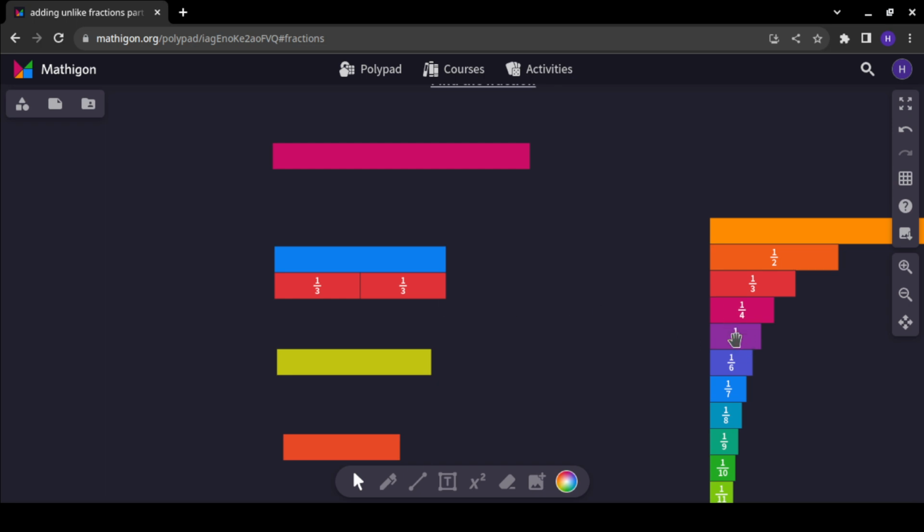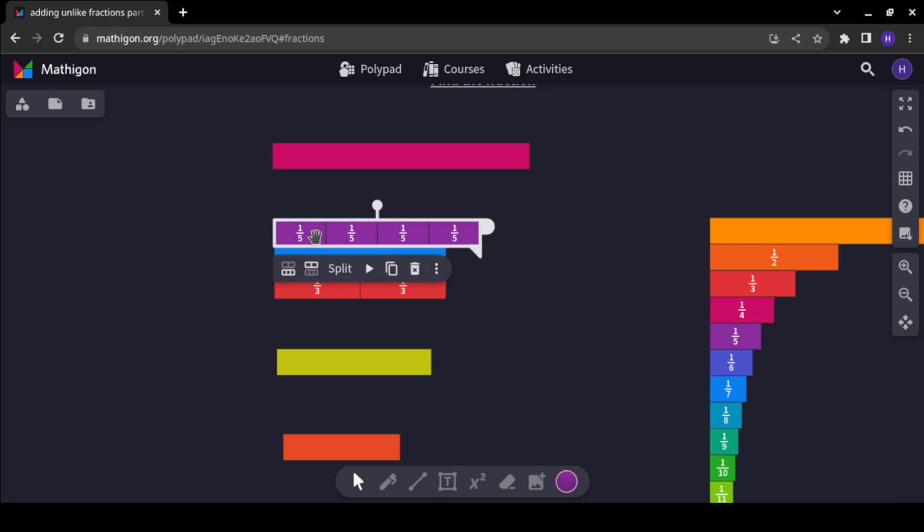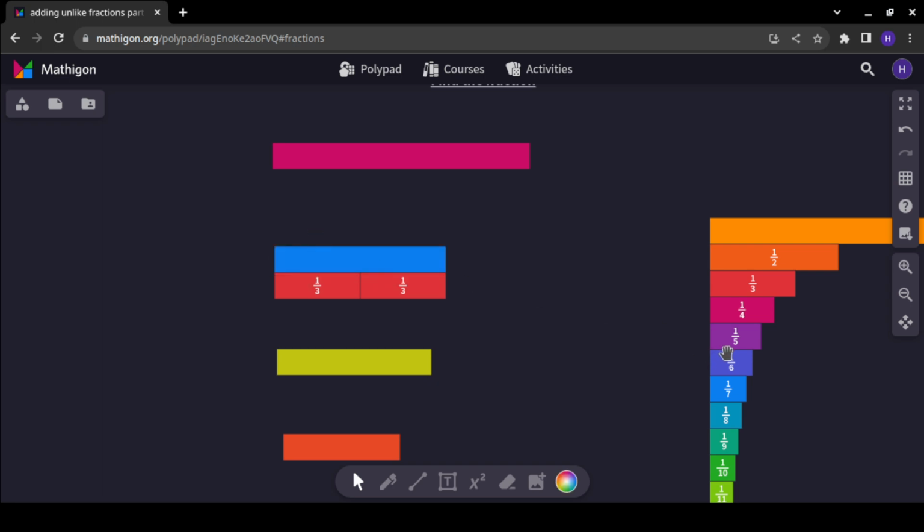1 by 4 did not work. 1 by 5, let's try 1 by 5. Nope, this is 3, and if I have more of it, it's just overshooting. So 1 by 5 did not work. What about 1 by 6? Do you think it'll work? Let's try that out. Oh, 1 by 6 is working.